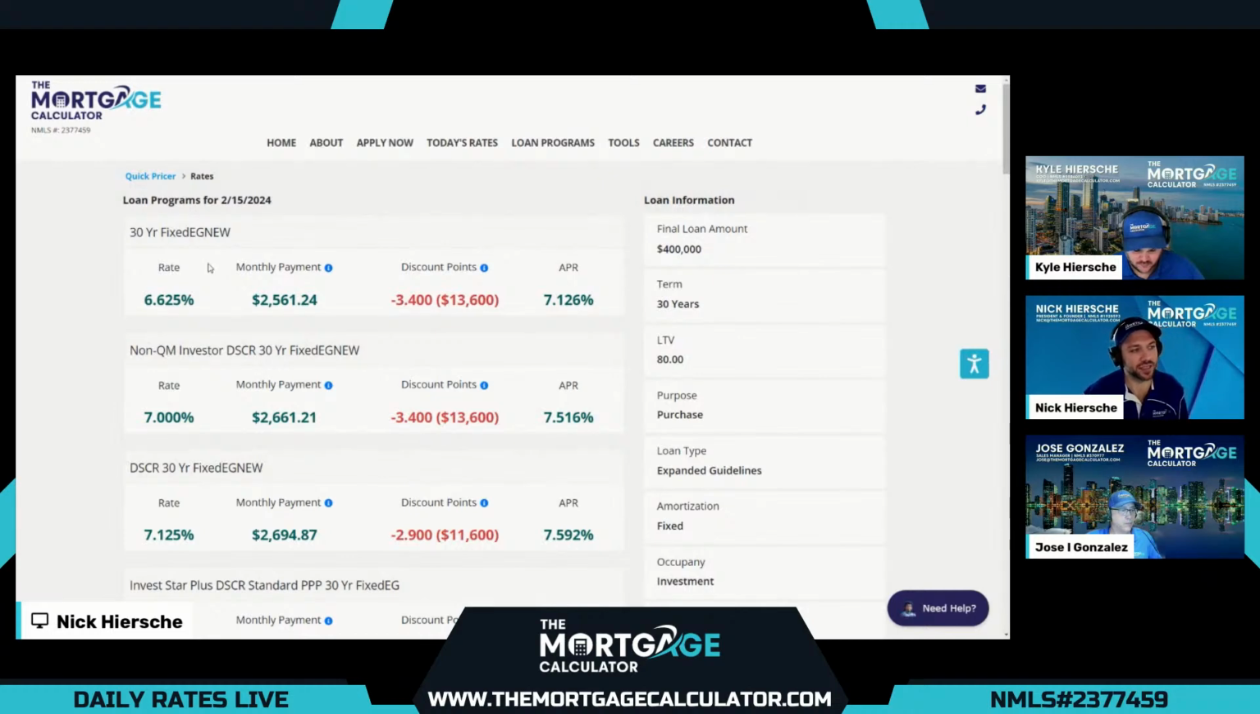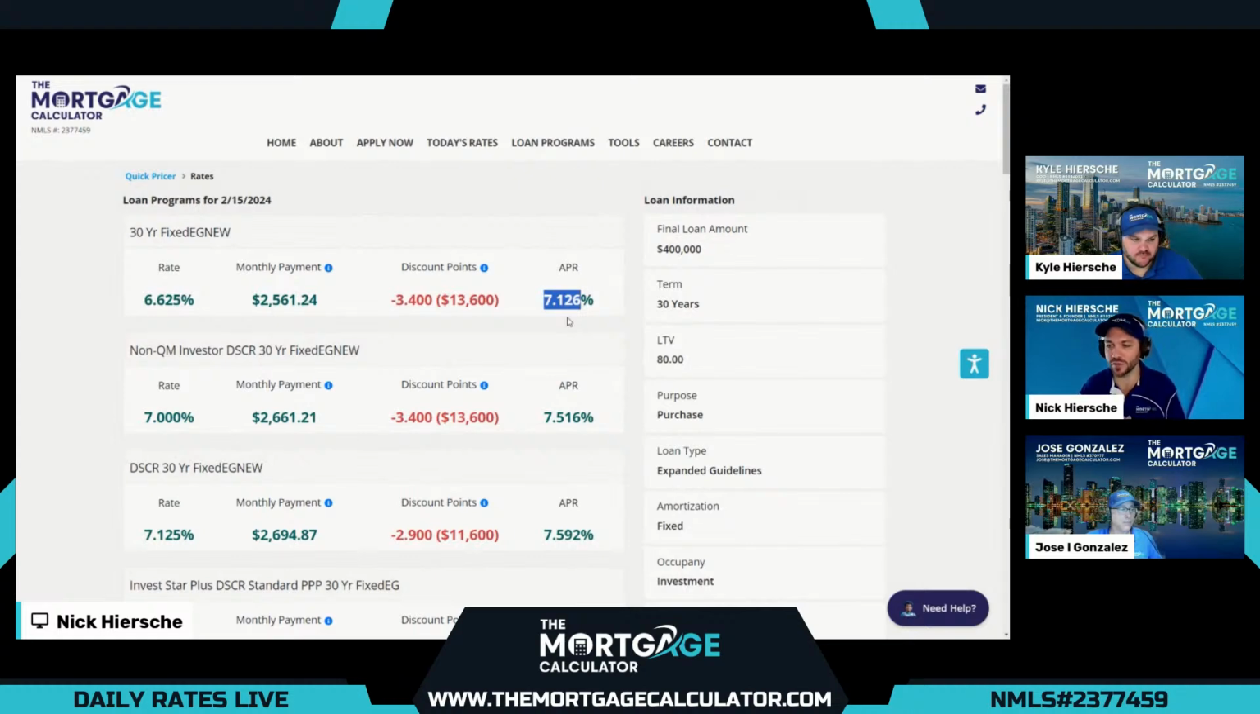Absolutely amazing. DSCR beating conventional yet again. 6.625 rate, 3.4 discount points in cost, for a final APR of 7.126. Beating portfolio full doc and beating true conventional for investment properties. Again, as I say every day, I would probably say 100% of investors will take this DSCR option over a conventional option for much more ease and flexibility.